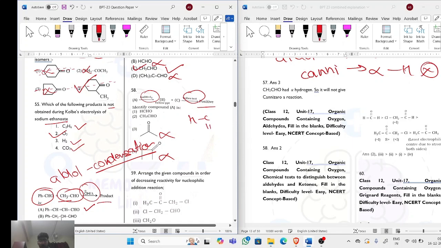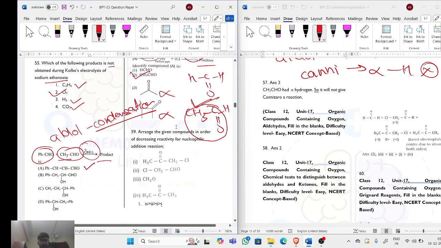Here we have H C double bond O H, and here we have CH3 C double bond O H. But for the iodoform reaction, we have to find the CH3 C double bond O group. So this can give our iodoform reaction. Then further we have to check the Tollens test. So this will also give our Tollens test. Hence option number B will be our correct answer.